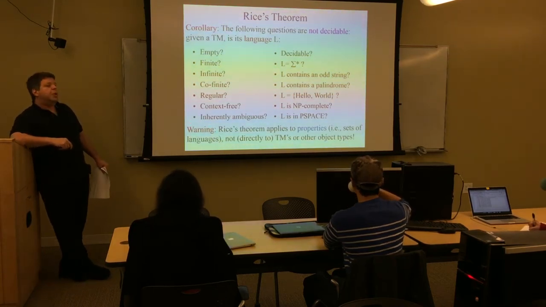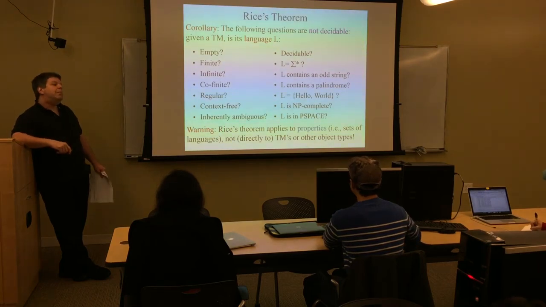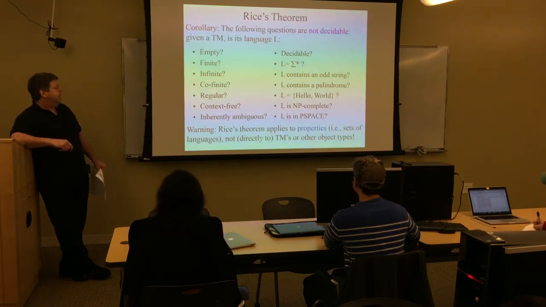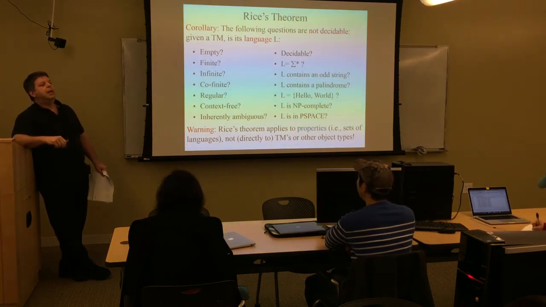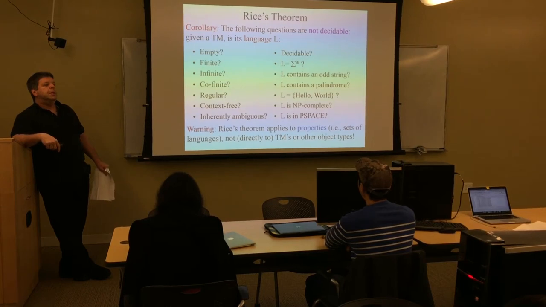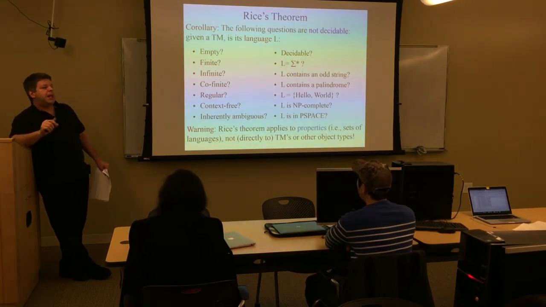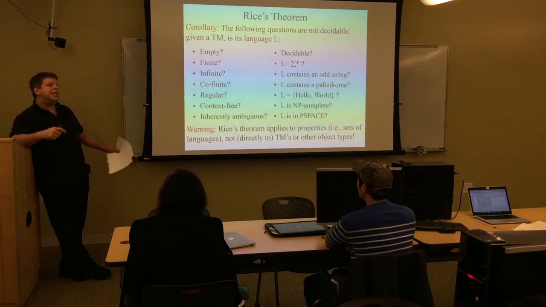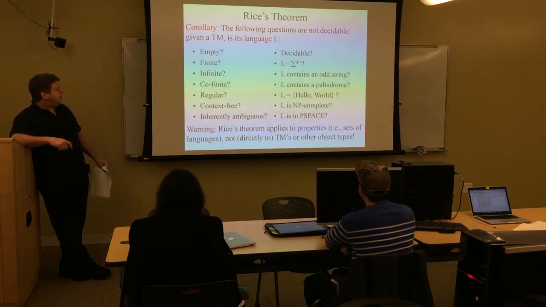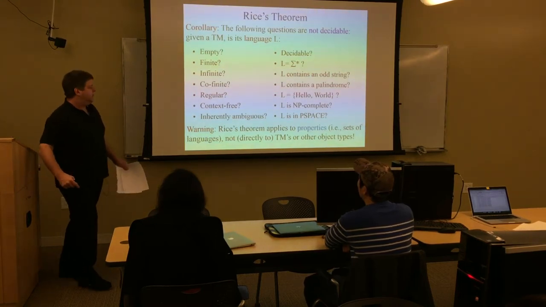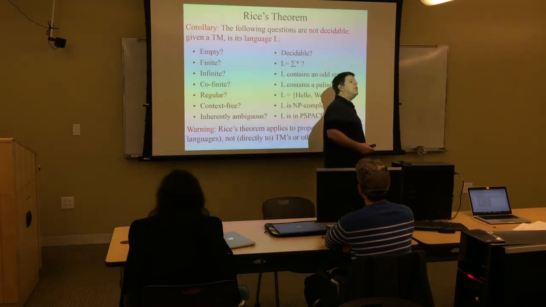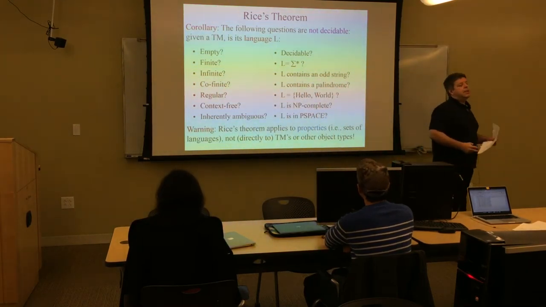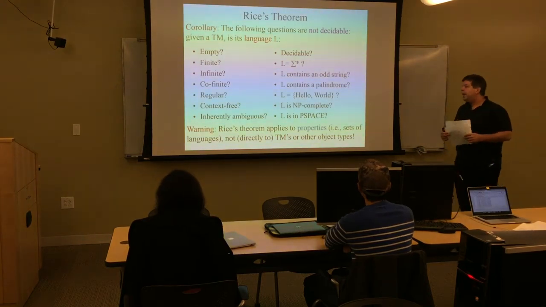Now, let me give you this warning very explicitly. This theorem applies to properties, not to other types of objects. It doesn't apply directly to Turing machines or to grammars directly or to animals or to minerals or to vegetables or to shoes. It applies to properties, to sets of sets, to languages, to recognizable languages, to sets of recognizable languages as properties. Now, you can make it applicable to Turing machines by converting the machine into a language and then asking this question about the language. Now you're asking it about the property, and that's okay. Just be careful what you apply it to.